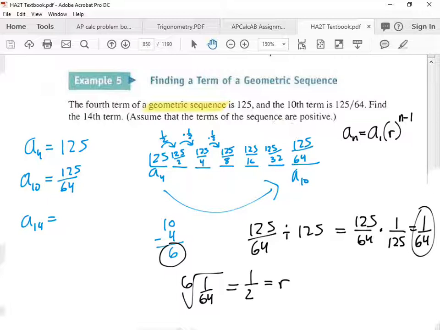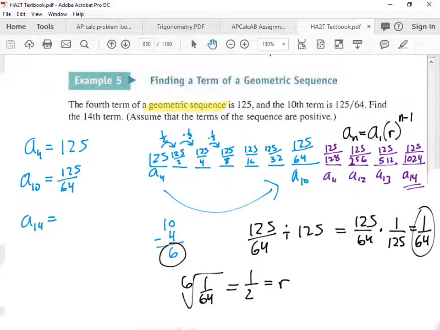What would be next after this? 125 over 1. So we have A11, and then we have A12, A13, and then A sub 14, and that's what we want, right? This is the one we want. So we get 125 over 128, 125 over 256, and then times 2 again, 125 over 512. And then one more time, 1,024. So we got 125 over 1,024.